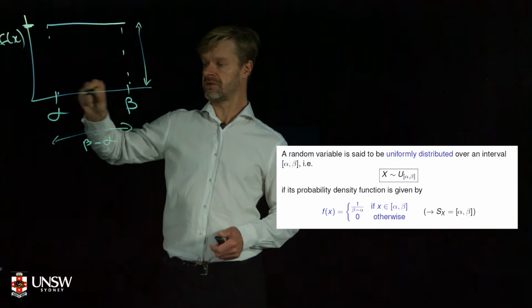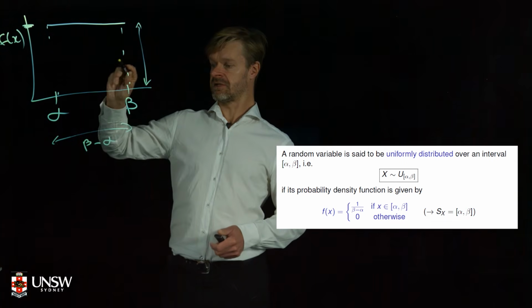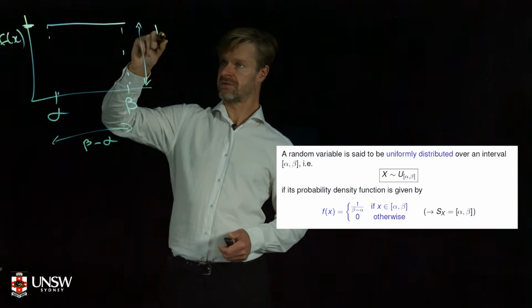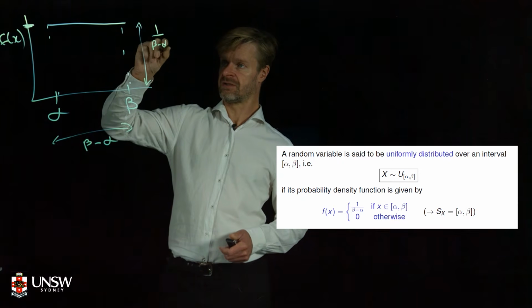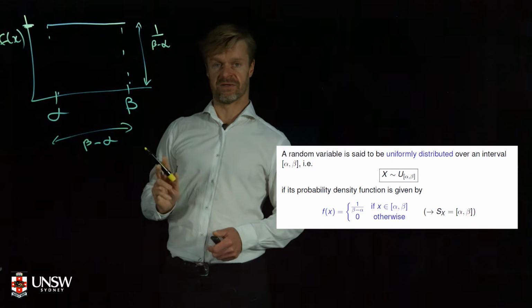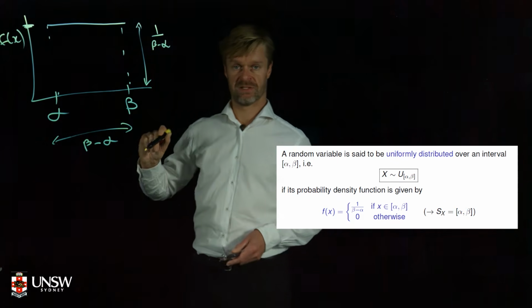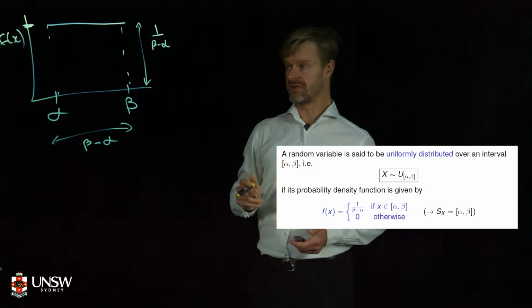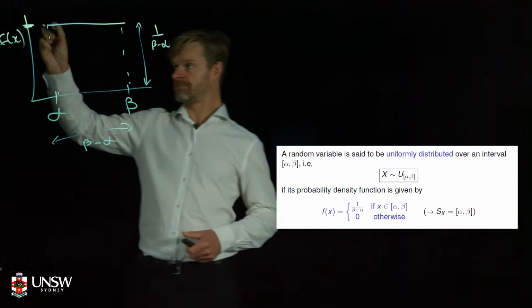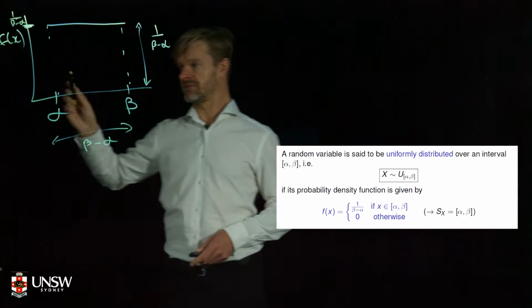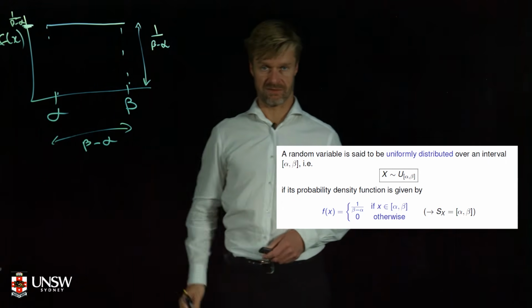So the area under the curve has got to equal 1. Base times height has to equal 1. So this height is going to have to be 1 on beta minus alpha, so that when we multiply that by that, we end up with an area of 1. So the density of a uniform distribution is 1 over beta minus alpha between alpha and beta, otherwise it's 0.